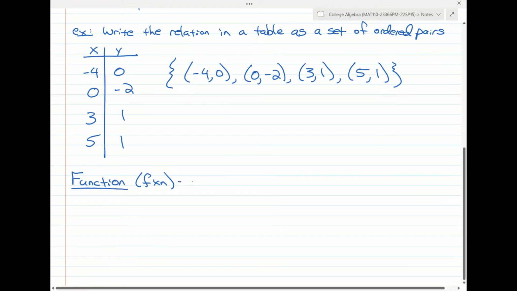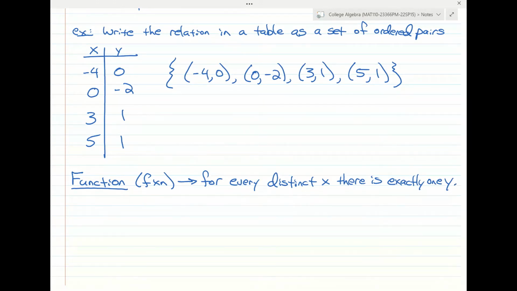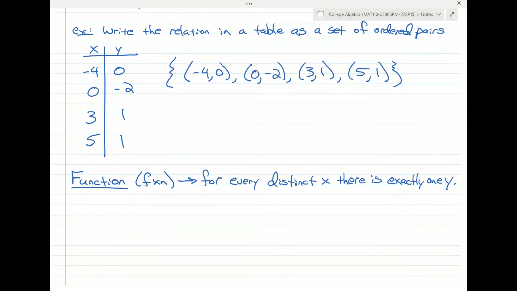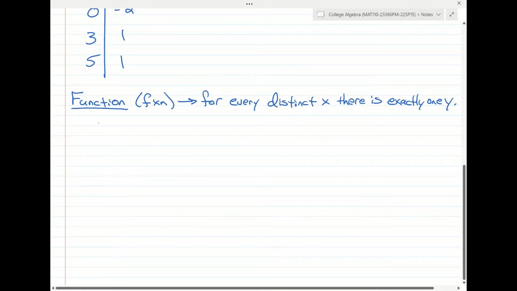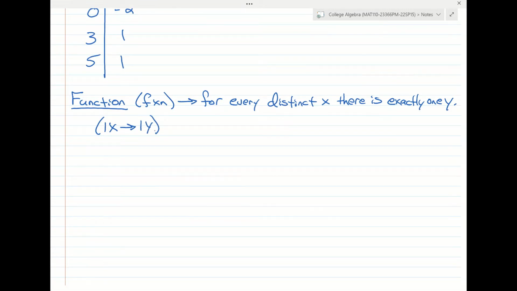But anyway, what a function is, it just says for every distinct x, there is exactly one y value. The way that I remember this is just one x value has to go to one y value. That's what the rule is. If one x is going to one y, it's a function. If not, it's not a function.